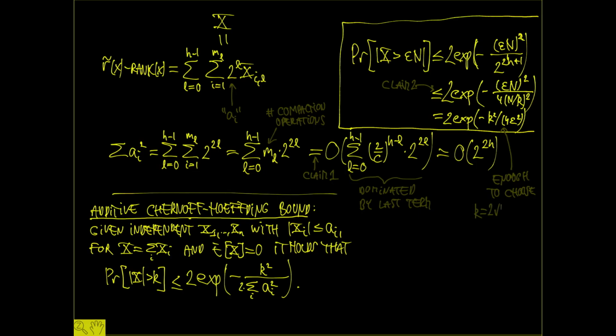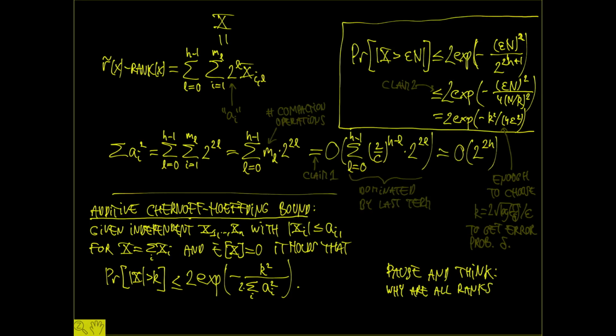So if you look at this, it's enough to choose k such that this fraction becomes larger than log 1 over delta. To do that, we just need to choose it to be 2 times the square root of log 1 over delta, divided by epsilon. That gives us error probability delta.